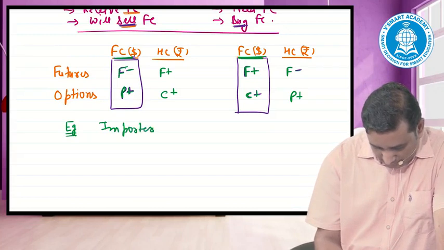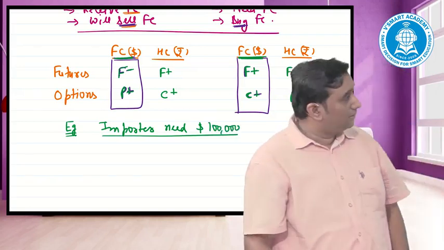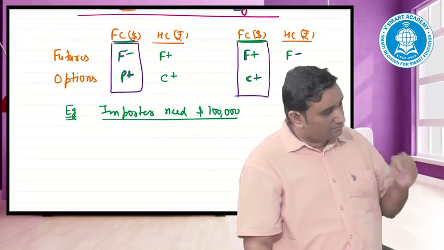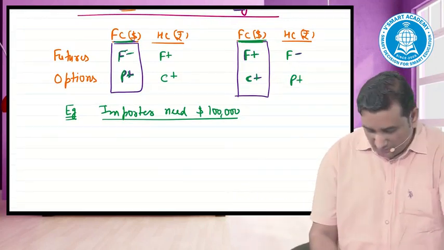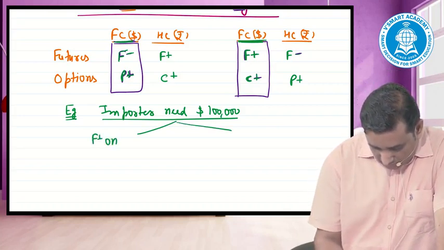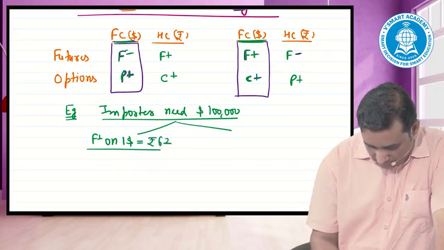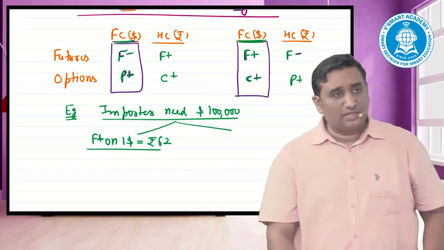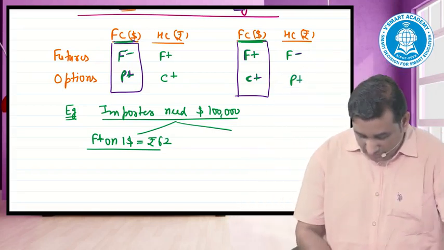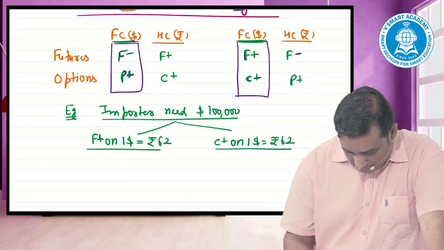Importer needs $1 lakh. Two options are available with him. He can go for F plus on $1 at 62. That means the futures market. He needs to buy dollars and a contract is available on the dollar. Or he can go for C plus on $1 at 62. I am ignoring the option premium for the time being.